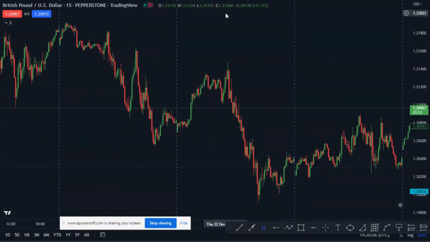So by the way, this is just one of the ways of determining the daily bias. There are a number of approaches that you can use.